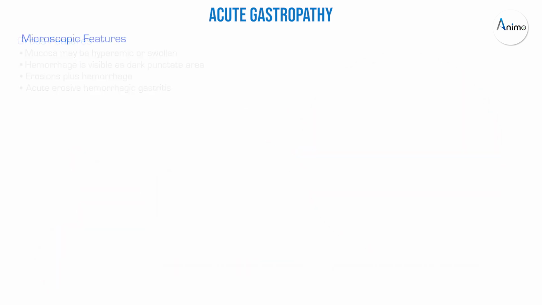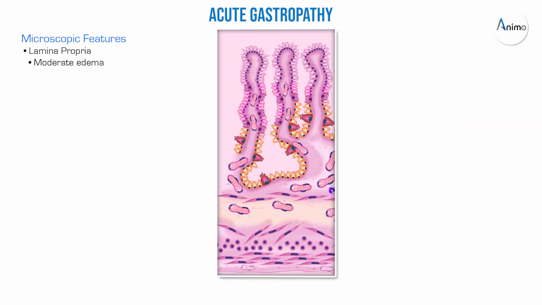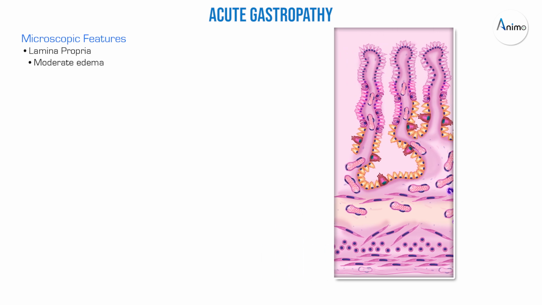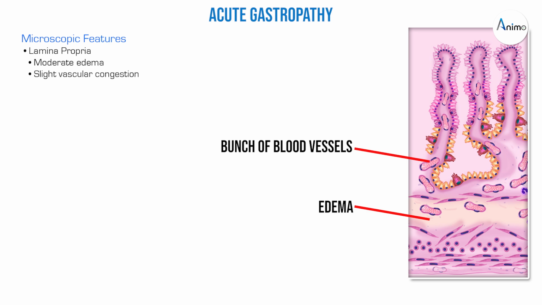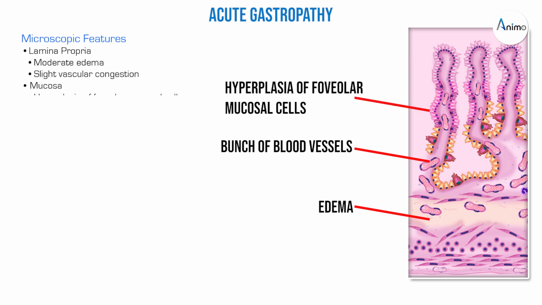Now moving on to the microscopic features of gastropathy, we find there is mild or moderate edema in the lamina propria. So look at this illustration, and here is the lamina propria, and you will find there is mild or moderate edema in it. Also you see in the lamina propria a lot of blood vessels, which are not usually found in a normal histological slide of lamina propria. Also there are some changes in the mucosa of the stomach, such as hyperplasia of the foveolar mucosal cells.